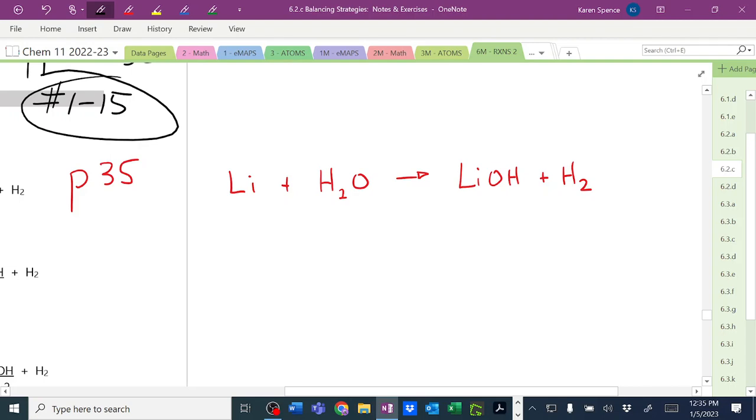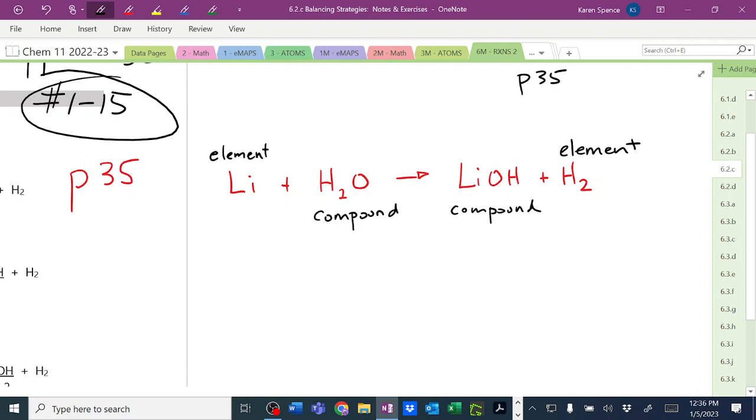So what you'll notice here is that you have an element, a compound, and you have a compound. Page 35. And an element. What kind of reaction does that look like? What type of reaction? Single replacement.